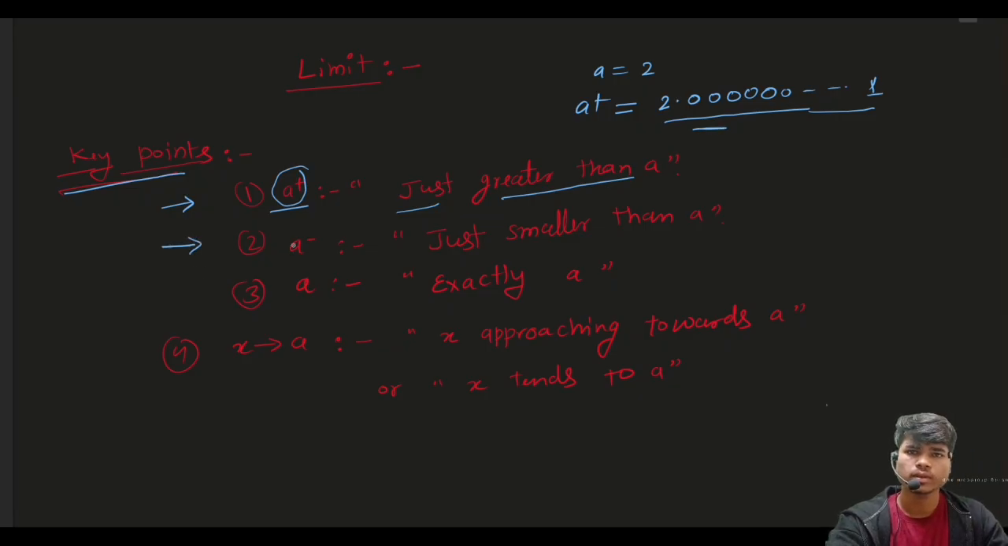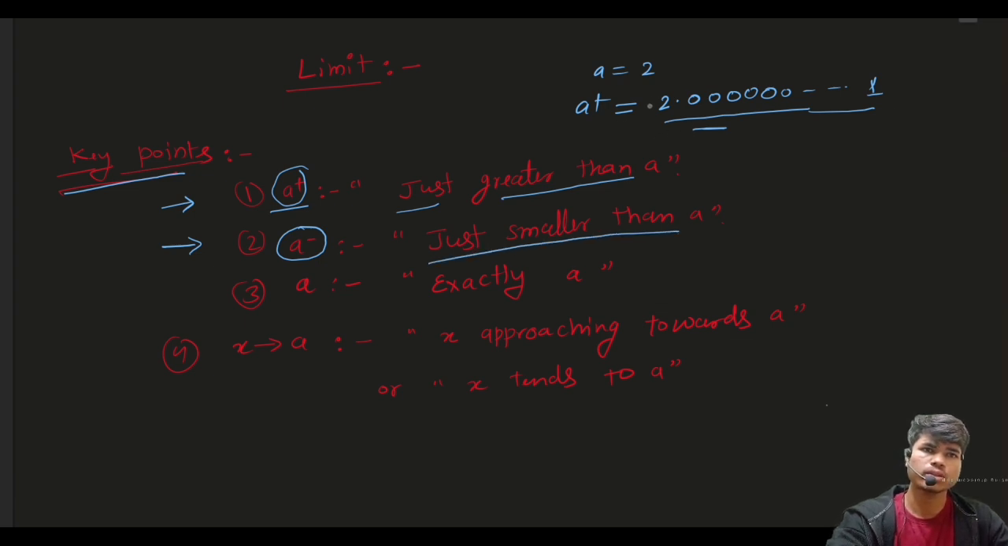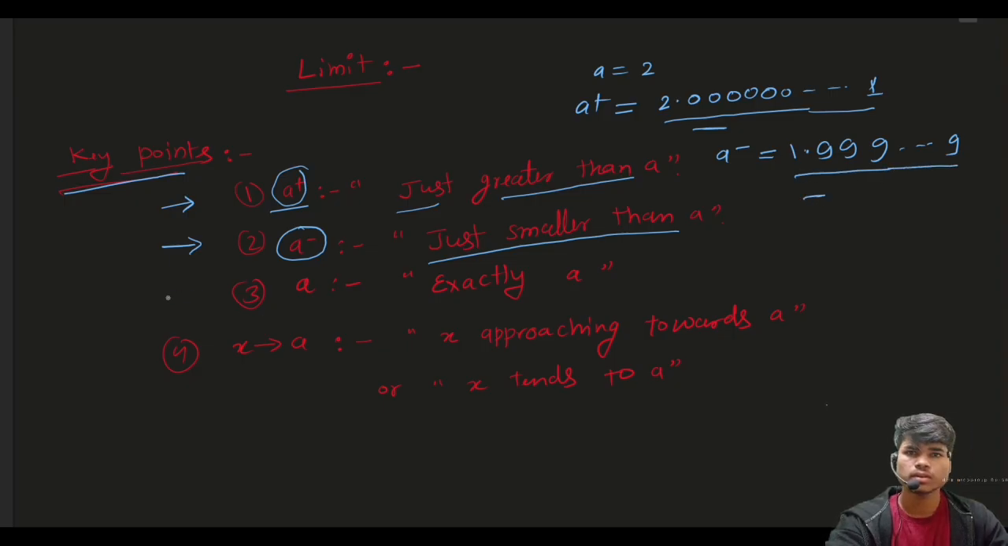Second, a negative. What is the meaning of a negative? Just smaller than a. We have a equals 2. So a negative, we can choose 1.999...9. This value is just smaller than a, very close to a. Third, a, exactly a, meaning exactly that point.